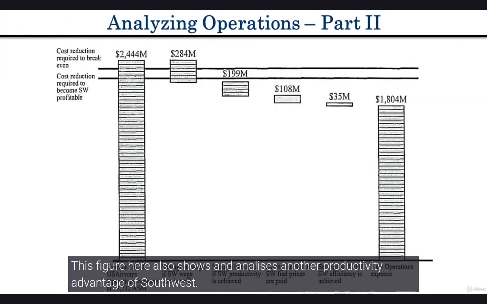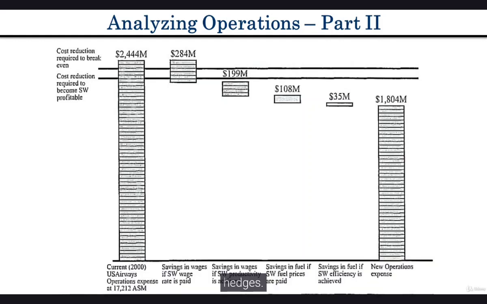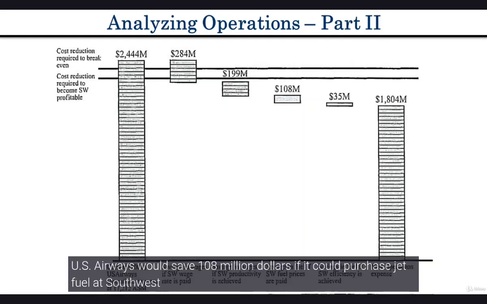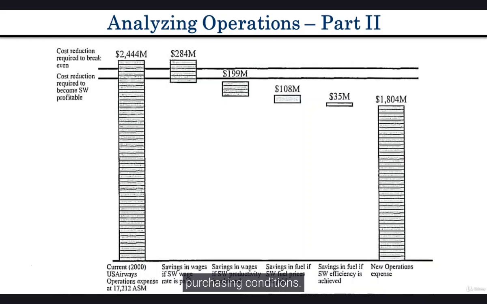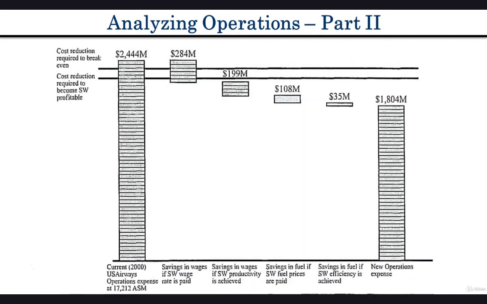This figure here also shows and analyzes another productivity advantage of Southwest, the company's ability to procure cheap jet fuel, which is a result of clever or lucky investments in fuel hedges. US Airways would save $108 million if it could purchase jet fuel at Southwest purchasing conditions. And if on top of it, it could match Southwest fuel efficiency, it would save another $35 million.